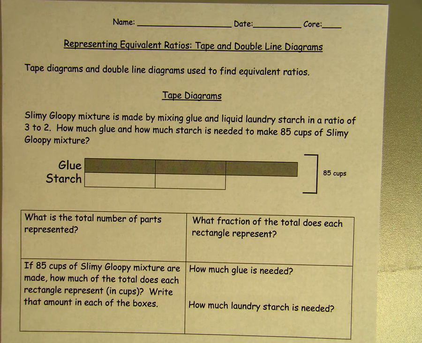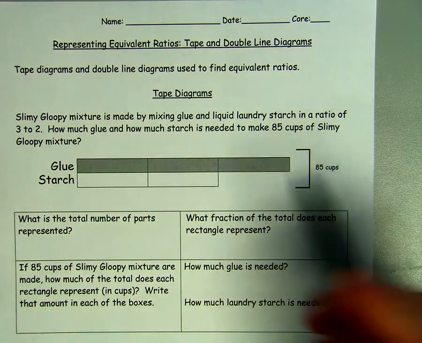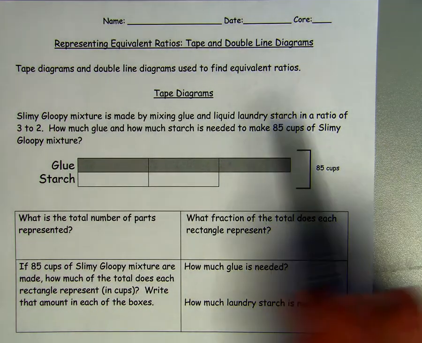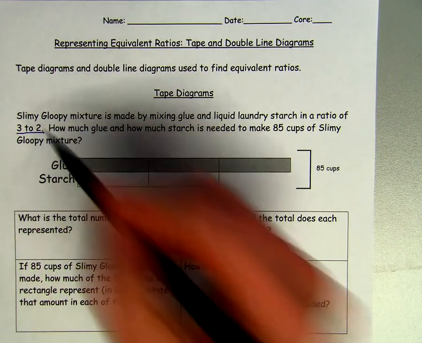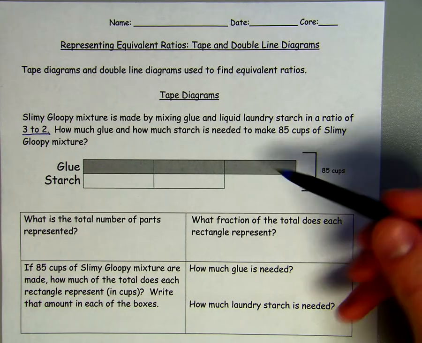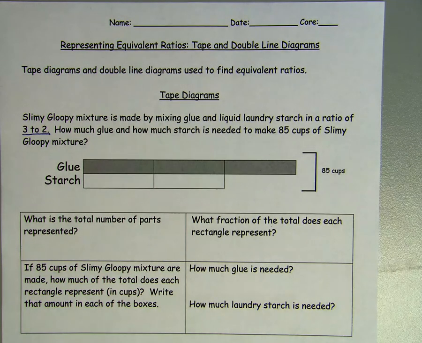So if we look at our picture, you can see that I've got it labeled with glue at the top there. And notice how there are 3 boxes, 1, 2, and 3. And then we have a starch, 1, 2. So you can see that's where our 3 to 2 ratio comes into play. 3 boxes of glue, 2 boxes of starch. And then altogether that's going to equal 85 cups.